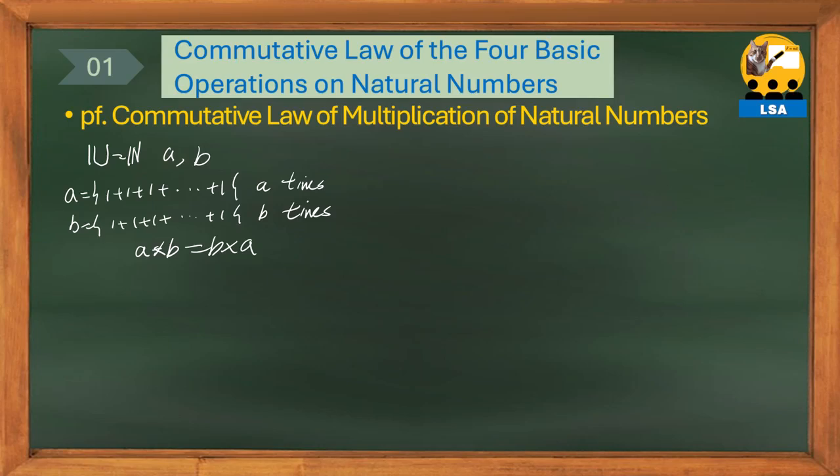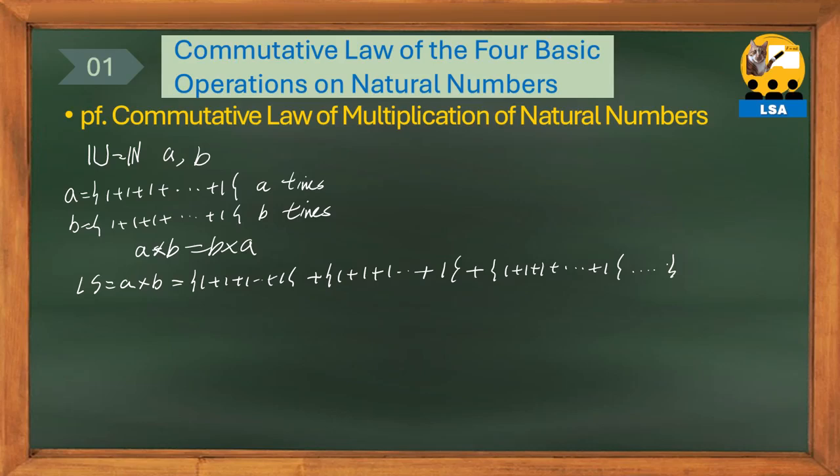In the left side, a times b, we rewrite a as the sum of ones. And since multiplying by b means repeatedly adding a, b times, according to the definition of multiplication, we write it out in the form of repeatedly adding a. You understand this expression, right?